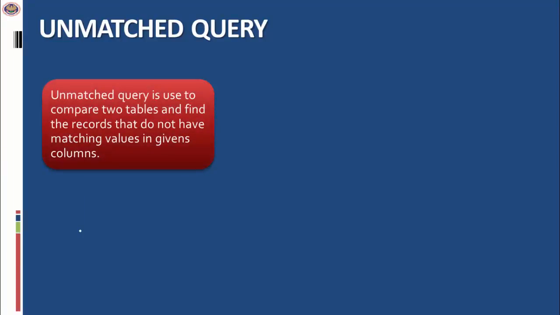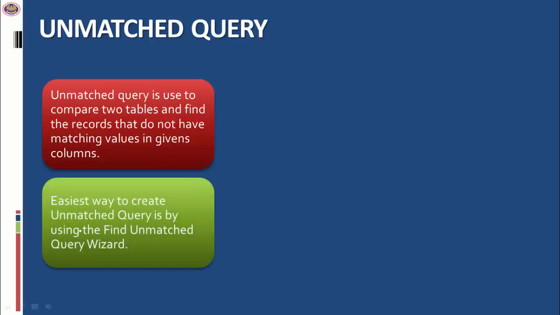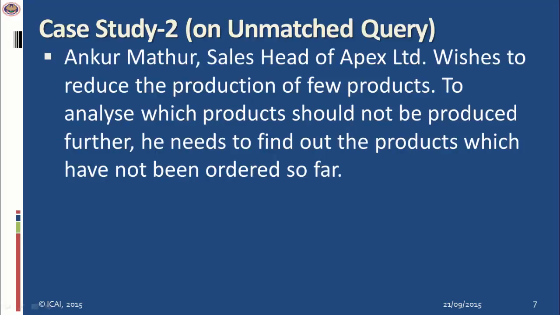The unmatched query is used to compare two tables and find the records that do not have matching values in given columns. The easiest way to create an unmatched query is by using the Find Unmatched Query Wizard. Case study 2 on the unmatched query. Ankur Mathur, sales head of Apex Limited, wishes to reduce the production of a few products. To analyze which product should not be produced further, we need to find out the products which have not been ordered so far.